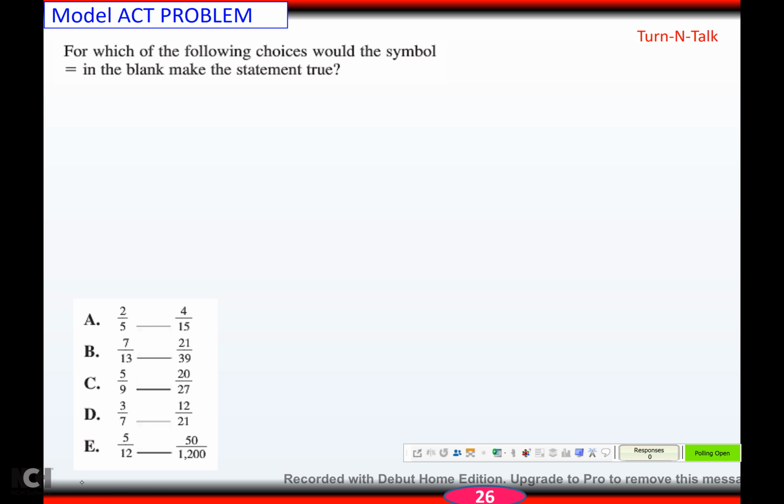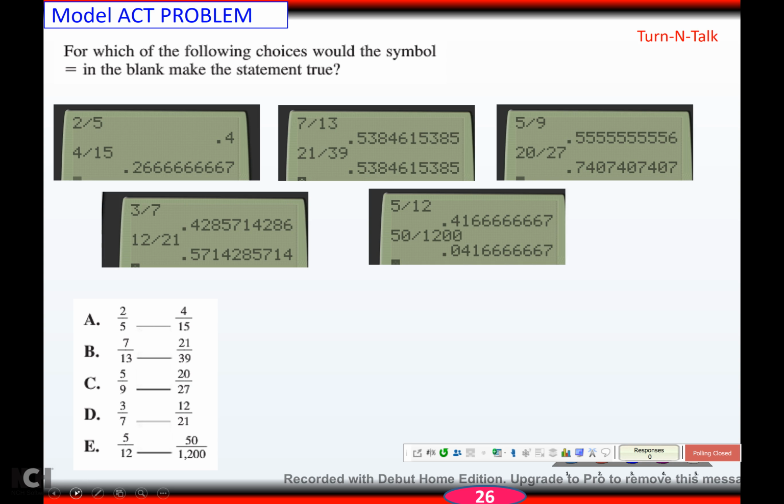Okay, try this one, hit pause, come back when you're ready. Alright, it says for which of the following choices would the symbol equal in the blank make a true statement? So I typed 2/5 and 4/15, not equal. I typed 7/13 and 2, those are equal. And you can check real quick, but the rest are not. So my answer would be B.